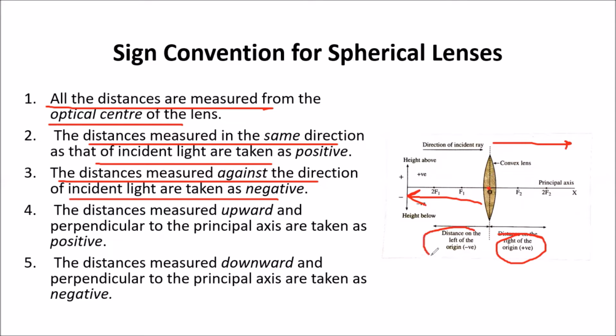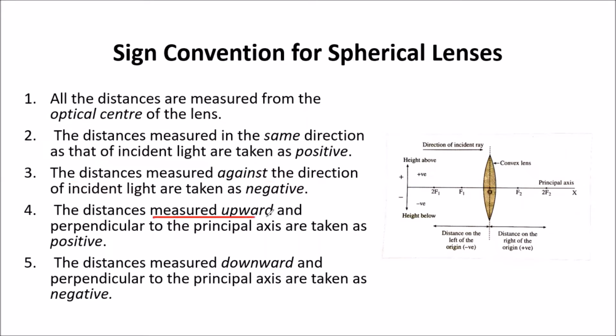So all the distances on the left side are taken as negative. Next one, distances measured upward, we will always keep the object above the principal axis. So height of object will always be positive. So distances measured upward, above the principal axis, will always be positive, and below the principal axis will always be negative. So based on this sign convention, there are some conclusions. Let's try and understand those conclusions.